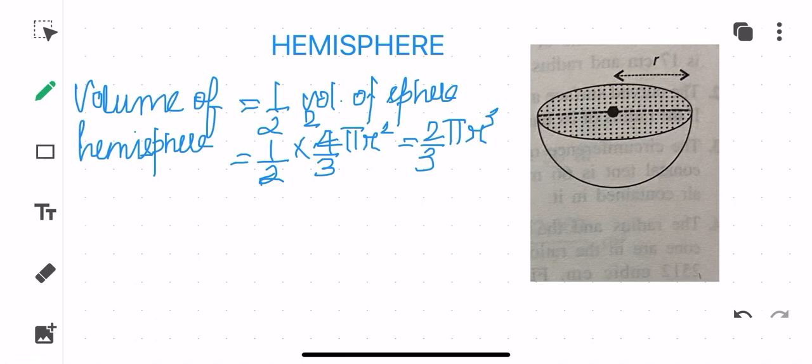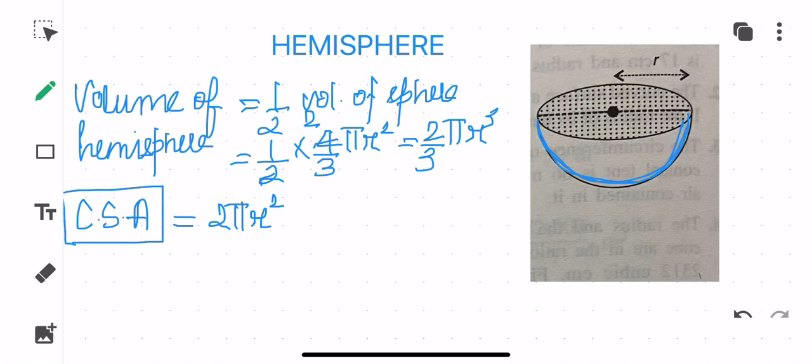Now here, children, the thing is different. Here we have different curved surface area and here we have different total surface area. So this particular area which is there is called curved surface area. The curved surface area of a hemisphere is half the curved surface area of a sphere. So for a sphere, the surface area is 4 pi r square, so for hemisphere, the curved surface area is equal to 2 pi r square.